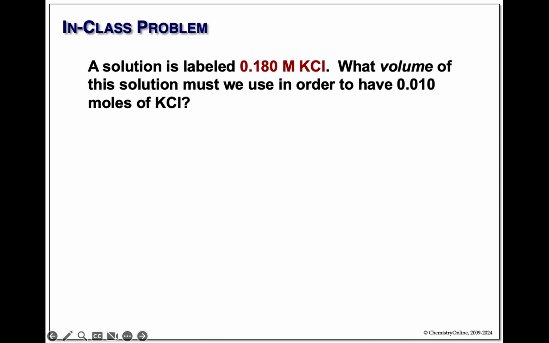This is a variant on our standard, and it's kind of like real life in lab. You have a stock solution of something. So they make up a concentrated solution. You are running an experiment. You calculate you need 0.01 moles of KCl. So you're going to take and measure out a certain volume that has 0.01 moles in it. Question is, how do we do that?